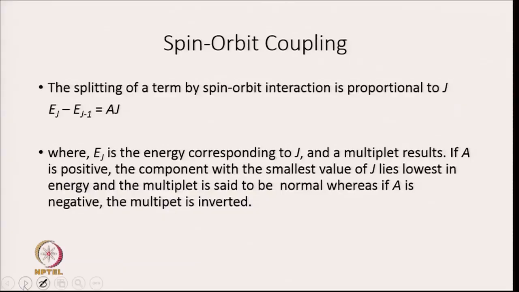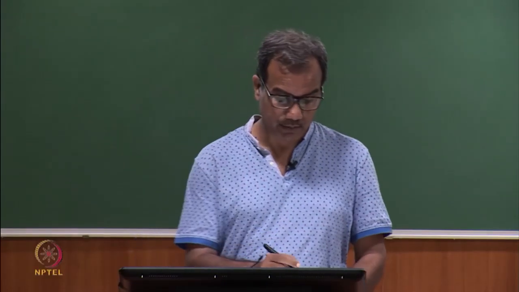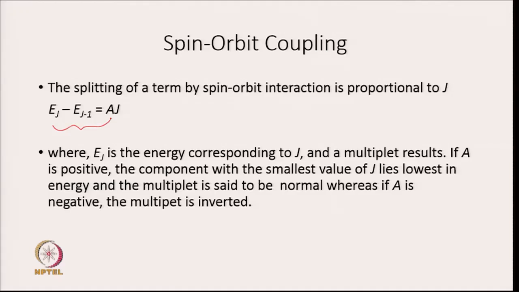The splitting of a term by spin orbit interaction is proportional to the J value, and we know what the J value is. J is the total angular momentum, which is the sum of orbital angular momentum plus spin angular momentum. So E_J minus E_(J-1) is A times J. So it is proportional to the value of J. Here E_J is the energy corresponding to J, and a multiplet results. So spin orbit coupling gives rise to splitting of the term into a multiplet.